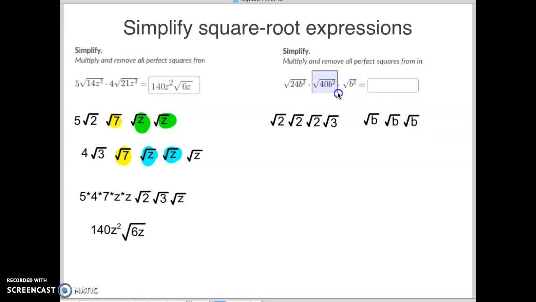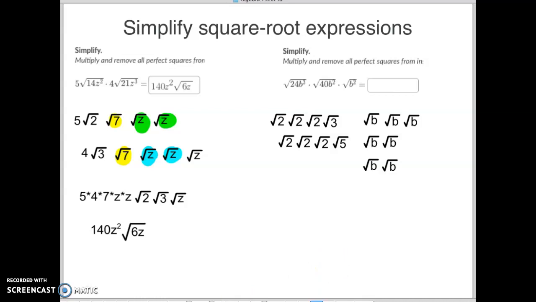Next, we're going to break down 40, b squared. So 40 is the same as 2 times 20, which is 2 times 10, which is 2 times 5. So I broke the 40 down into my prime factorization tree, and then I've got that b squared, so I put that right there. And then finally on this one, I've got b squared, so no numbers over here. b squared is just b times b, which is right there.